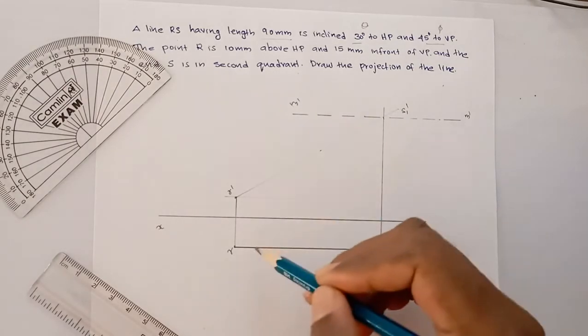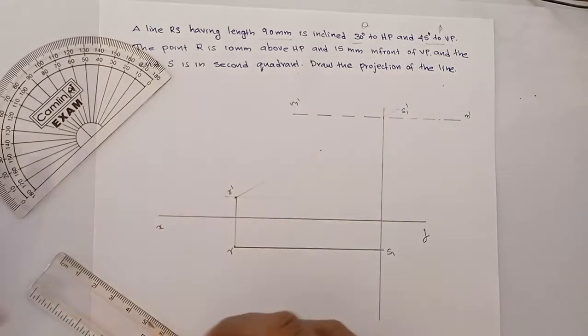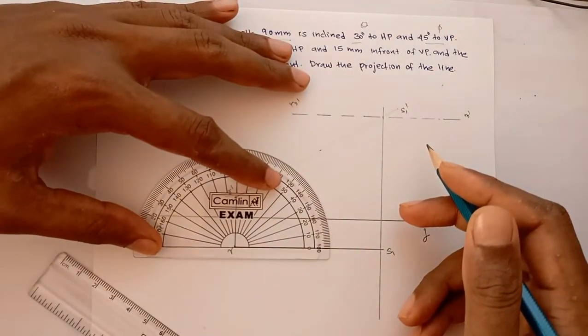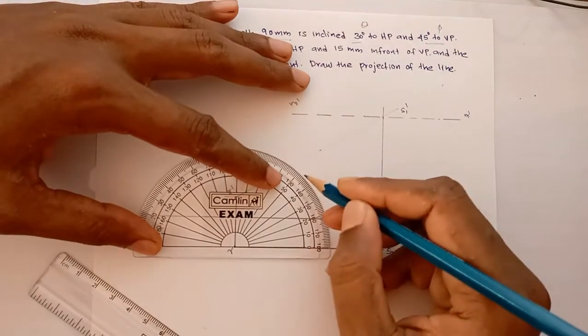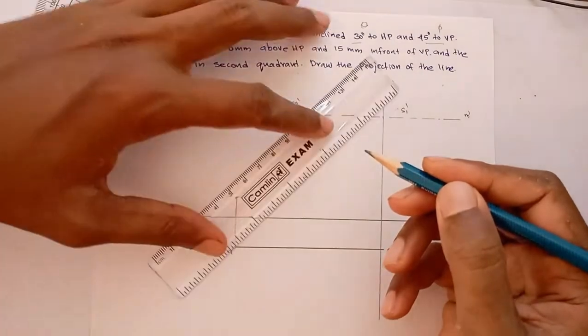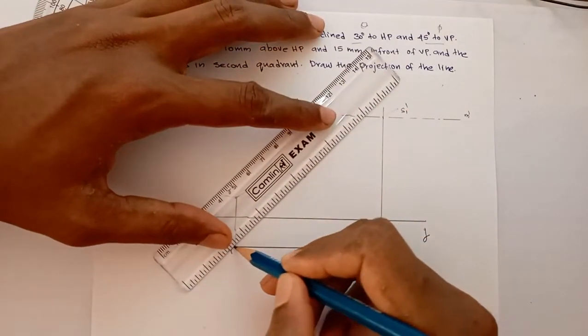Okay, so what is the angle? Angle is 45 degrees. So phi is 45 degree. We are not changing the angle phi. So take 45 degree. This is 45 degree. You need to draw a line.